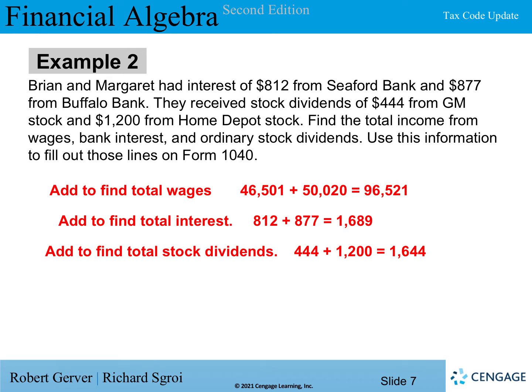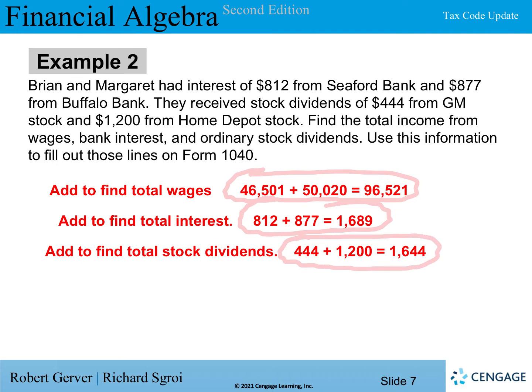Well, first, let's add up the different numbers here. If you add up the wages for the two of them, his and her wages, we come out with $96,521. You add up the total interest from the two banks, and you come out with $1,689. And you add up the dividends from the two stocks that they own, and you come out with $1,644.